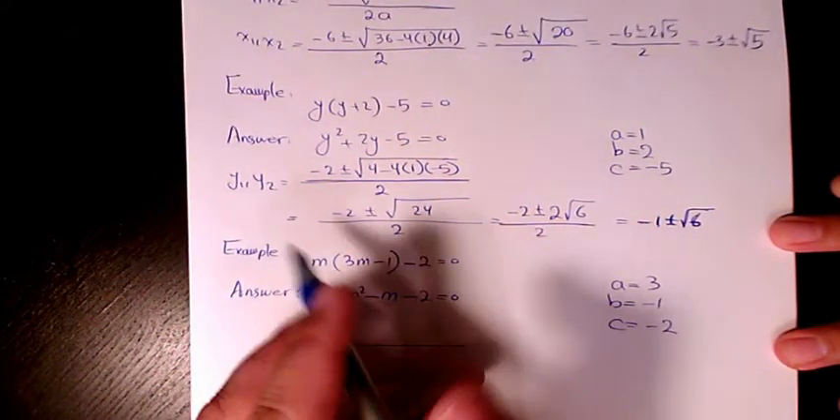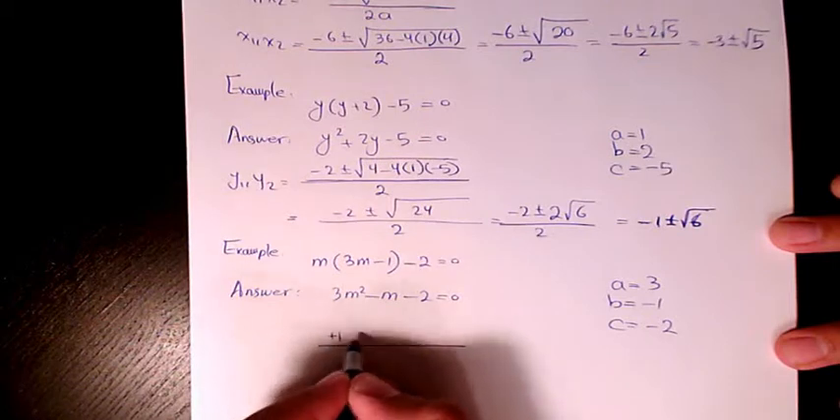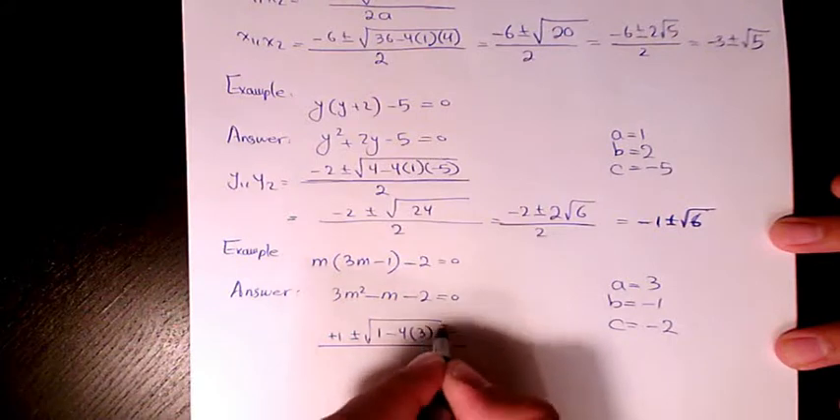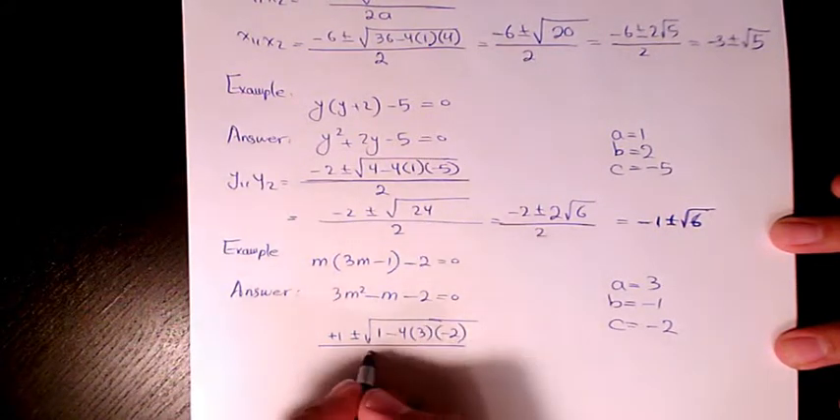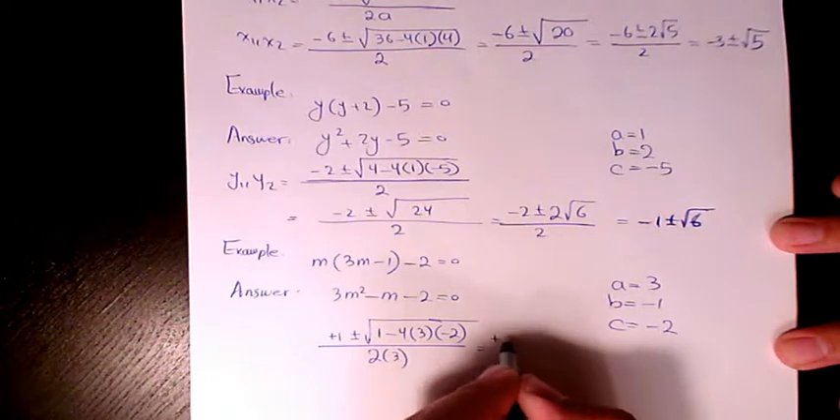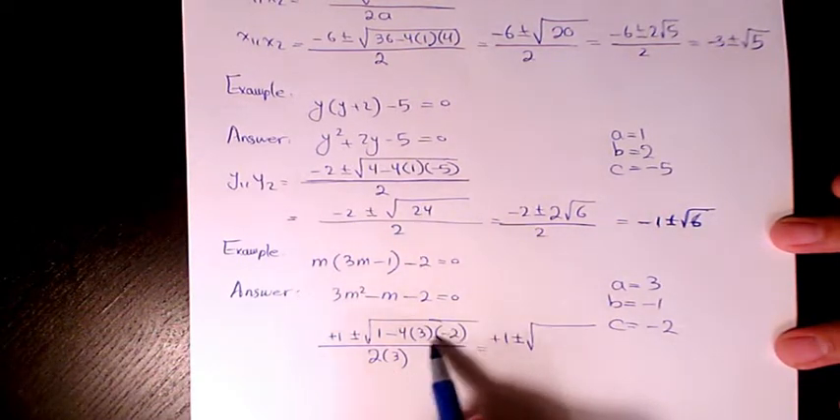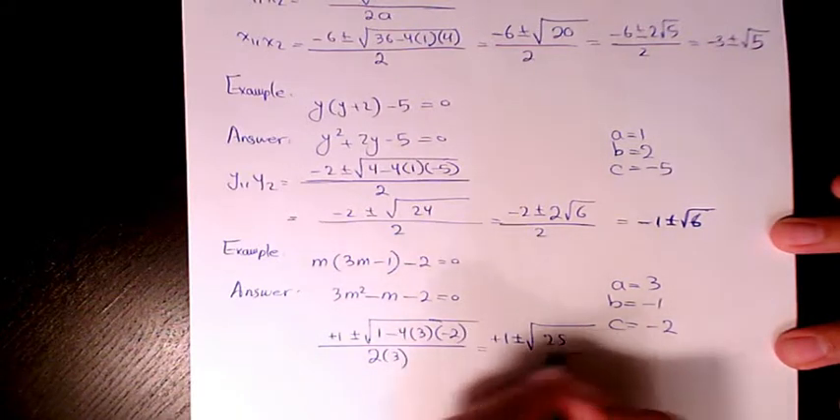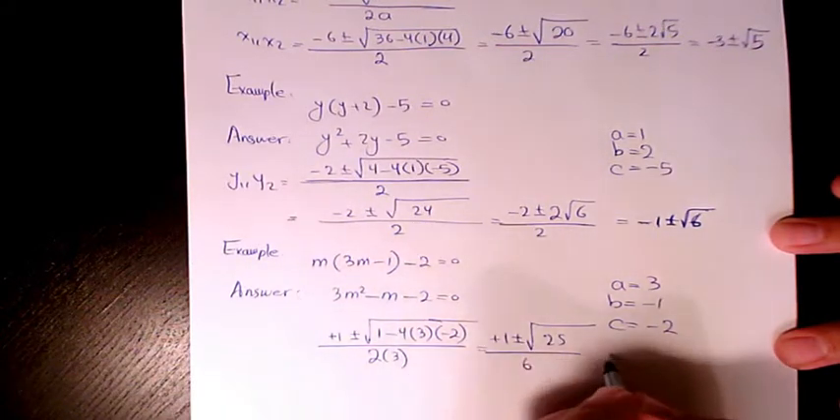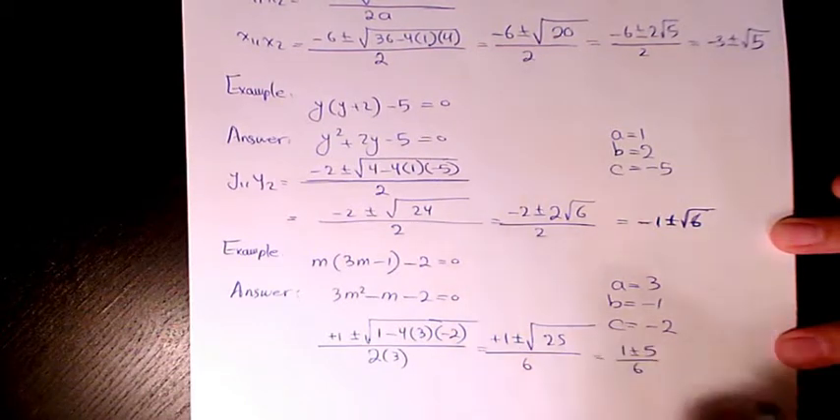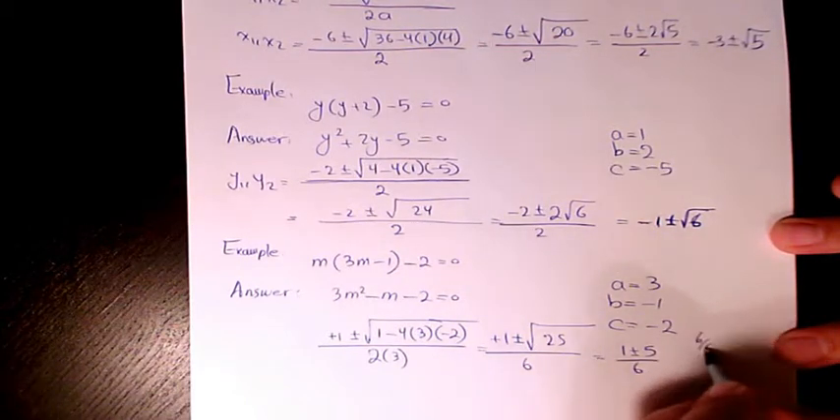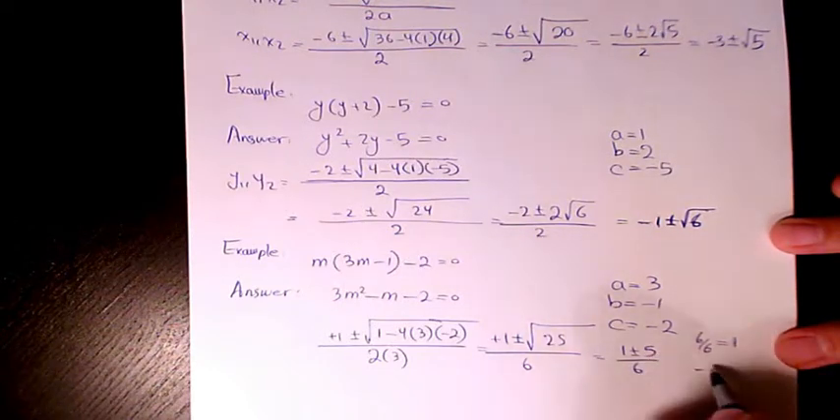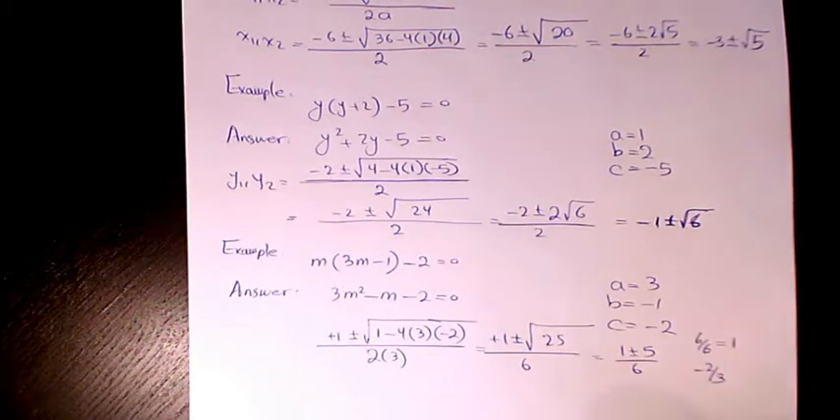So that will make it negative b, which is positive 1, plus or minus the square root of b squared, 1, minus 4 times a times c, divided by 2 times a. 4 times 3 times negative 2 is negative 24, so it's going to be 1 plus 24, which is 25, over 2 times 3, 6. So we have 1 plus or minus 5 divided by 6. So that will be 6 over 6, which is 1, or 1 minus 5, which is negative 4, divided by 6, negative 4 over 6, or negative 2 over 3.